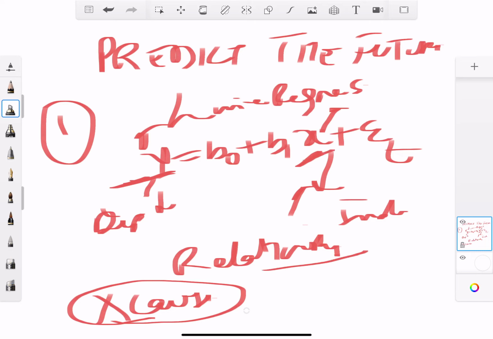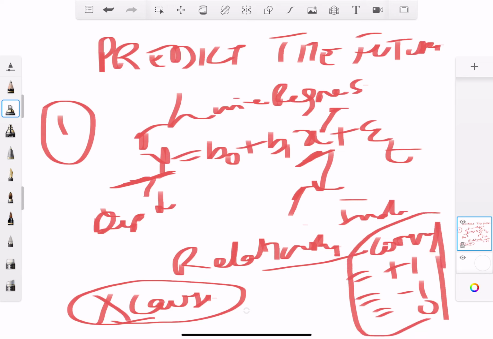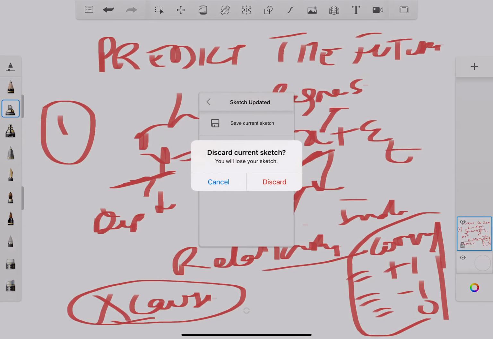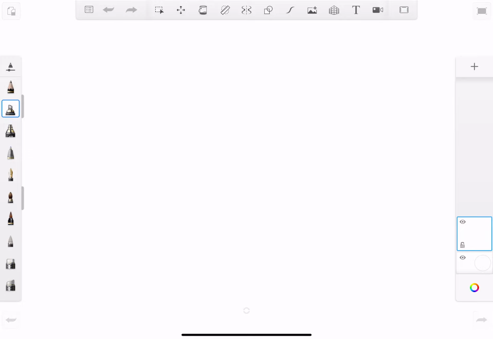So there is a relationship. When I talk about relationship, we are talking about correlations, right? Correlations could be positive, could be negative, could be no correlation. Now, when you try to predict the future, that's one kind of model you can use to predict the future, right?